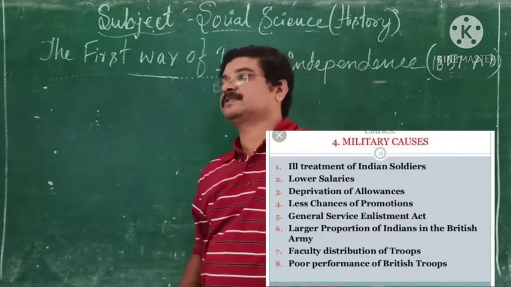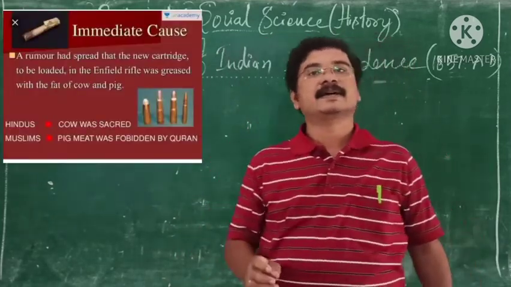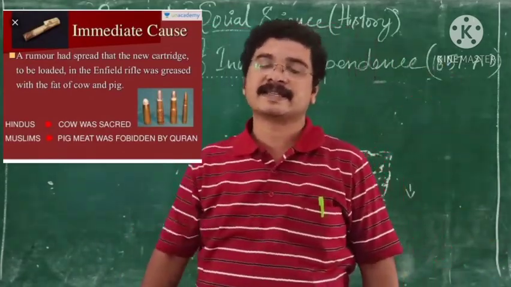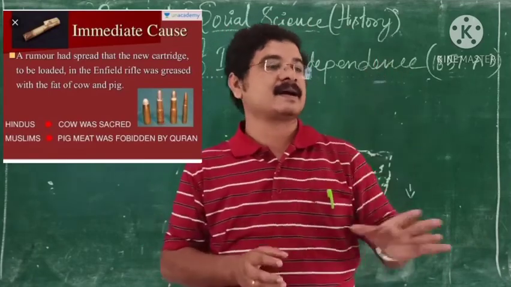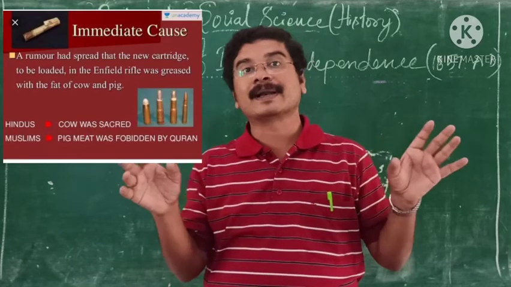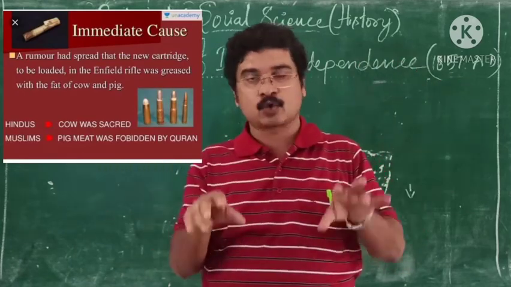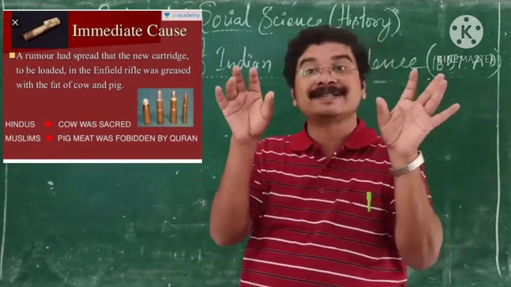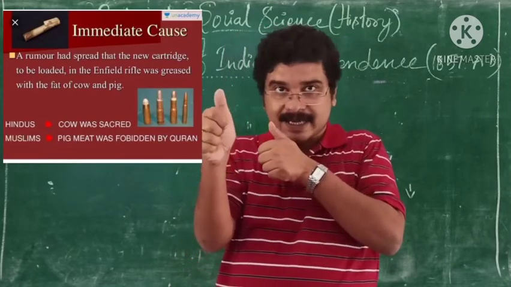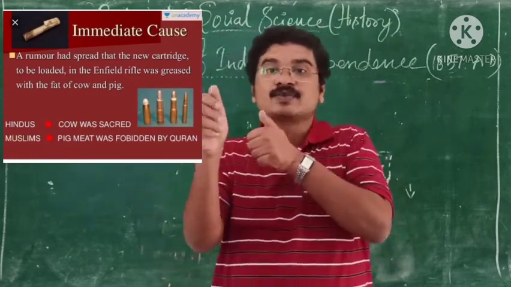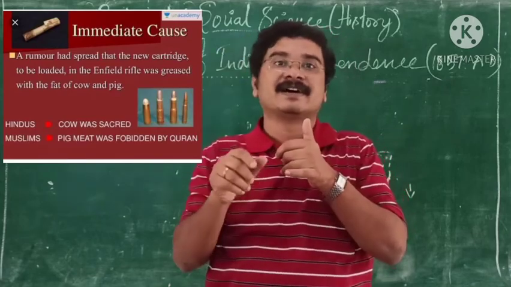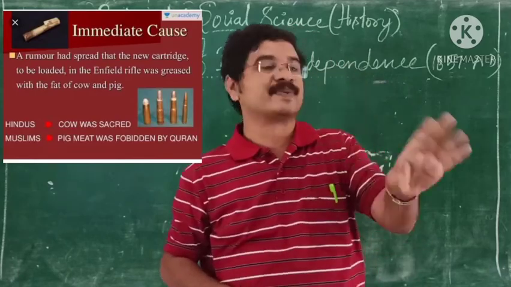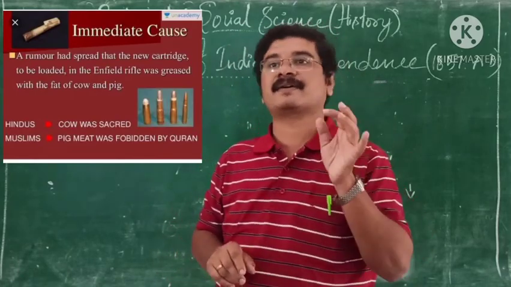Then the fifth major cause, that is the immediate cause for the first war of Indian independence. What is that immediate cause? That is a rumor spread among the soldiers. What is that? That the cartridges used in the Royal Enfield rifles were greased with the fat of cow and pigs. This was the major cause.